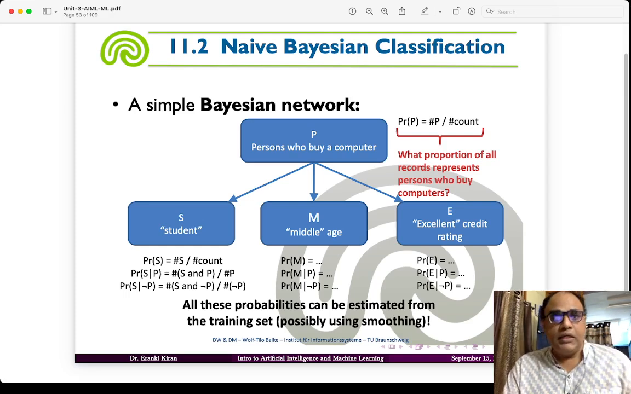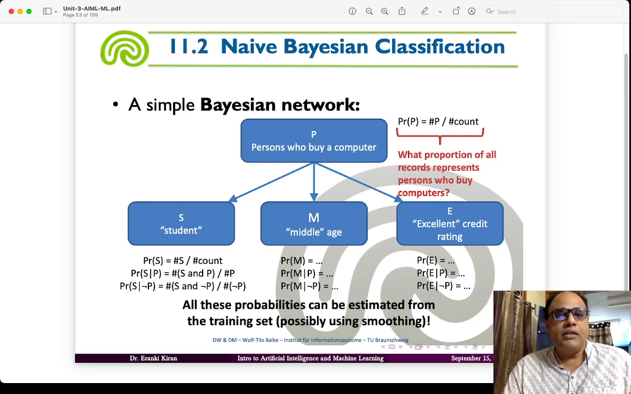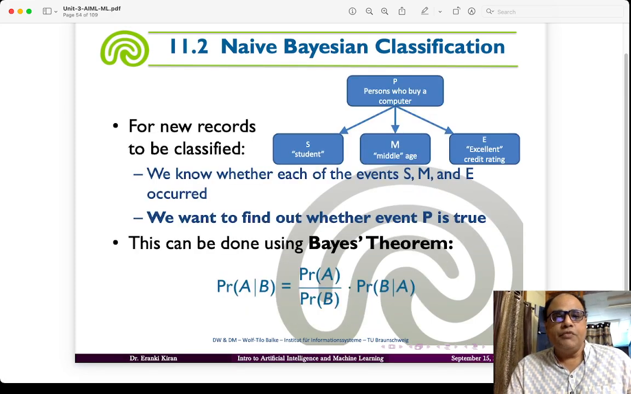So this is one of the inherent drawbacks of naive-Bayes classifier, because every attribute of the data set is considered to be independent of each other. All these probabilities can be estimated from the training set, possibly using smoothing. For new records to be classified, we know whether each of the events have occurred or not. So we want to find out whether event P is true.